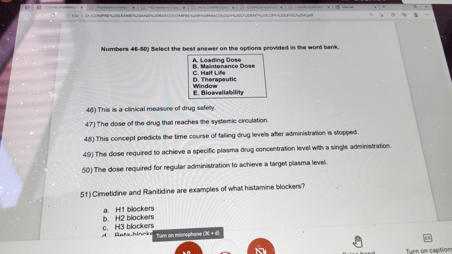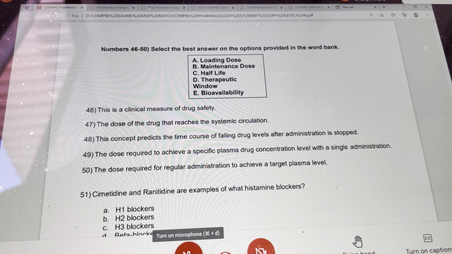Okay? Loading dose. You've been hearing this, lalo na sa mga antibiotics, when we are giving antibiotics pre-op, the physician usually orders a loading dose of specific antibiotics prior to surgery. So this is a single dose given to our patient. So, rapid acting ang mga ito pag loading dose. Next, number 50, the dose required of regular administration to achieve a target plasma level.